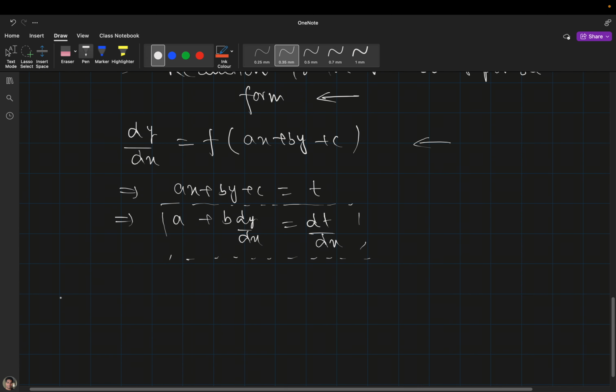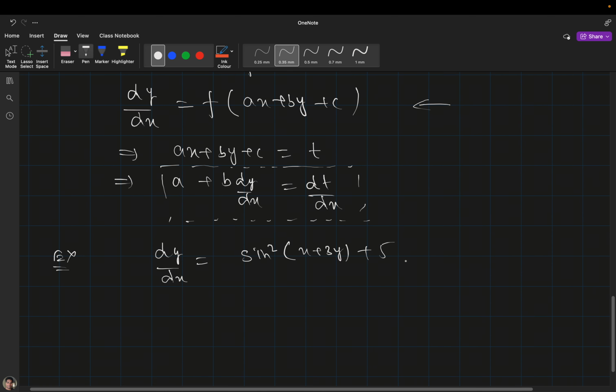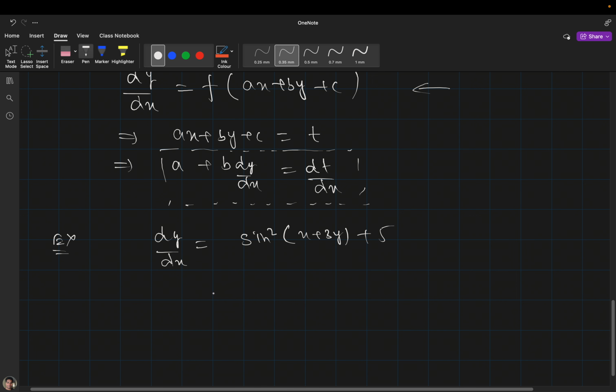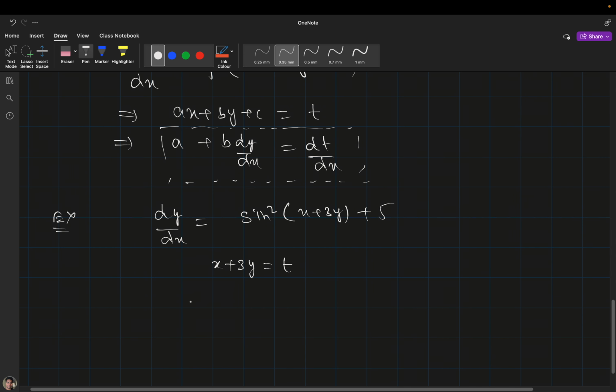Okay, suppose for example you have a differential equation of this type, dy by dx equal to sine square x plus 3y plus 5. You can easily see that it's almost impossible to separate y on one side and x on the other side. So for that I will substitute x plus 3y as small t. Then what will happen?